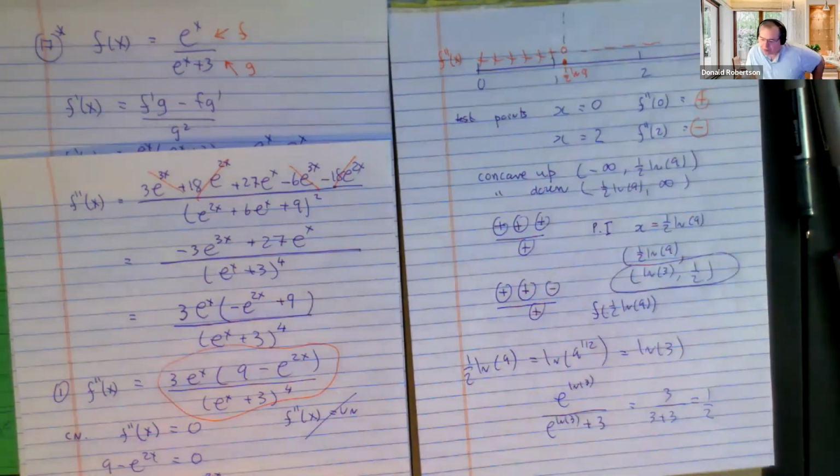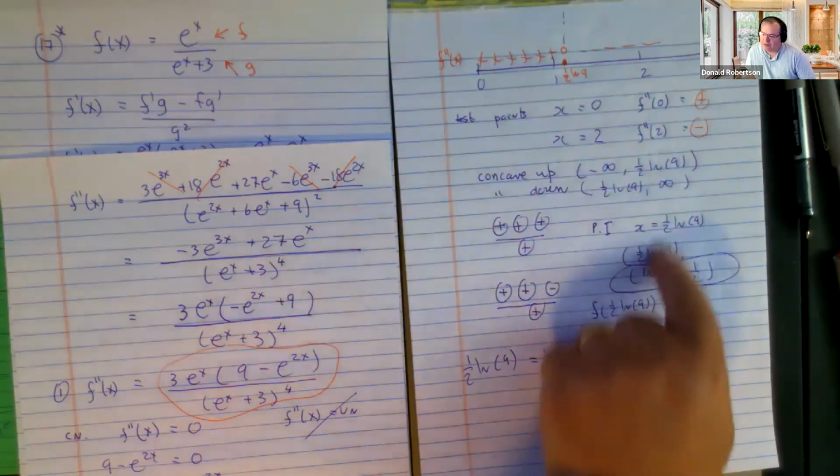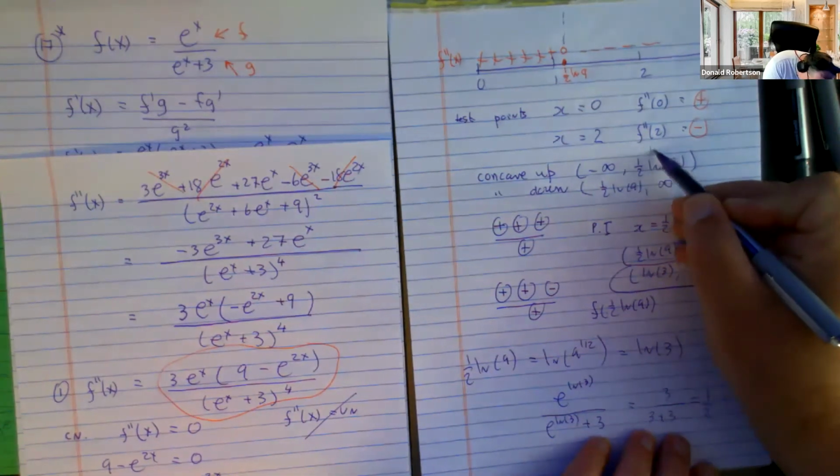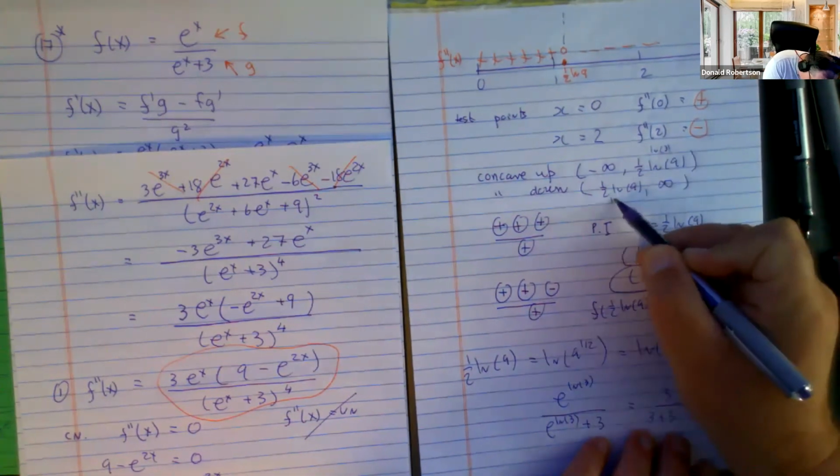The coordinates of the point of inflection aren't actually really ugly at all, right? Instead of a half log 9, I should have called it log 3. It didn't change any of my answers, so you agree that this is still correct. It's just that that is nicer looking if you call it log 3.